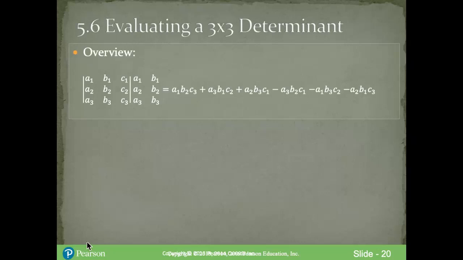In lesson 5.6, we're going to talk about evaluating a 3 by 3 determinant. So in order to do that, notice what they've done here. The determinant is this: a sub 1, b sub 1, c sub 1 for the first row. So what's inside the bars here, that's the determinant. And they've recopied the first two rows and placed it on the outside here.